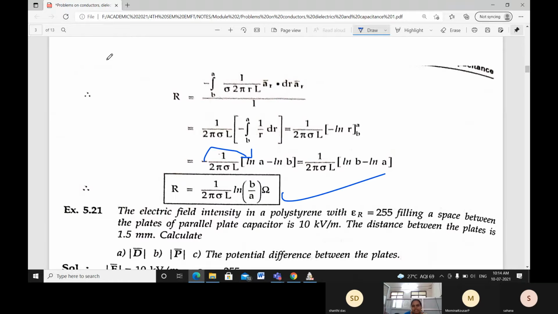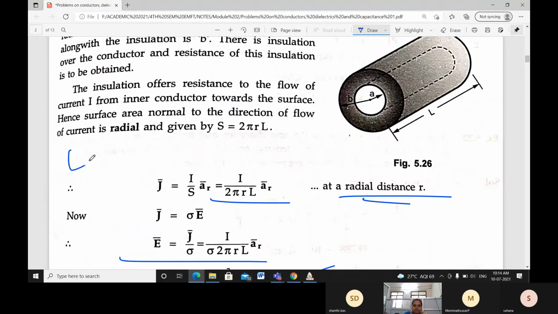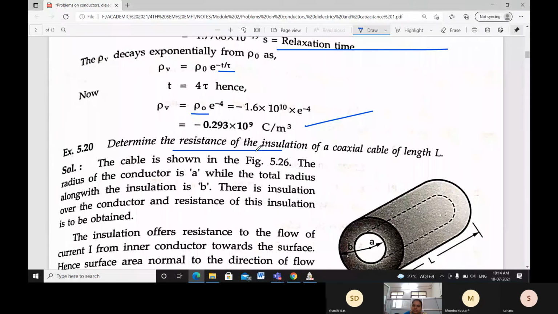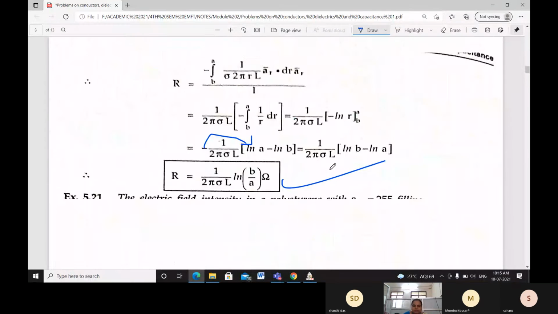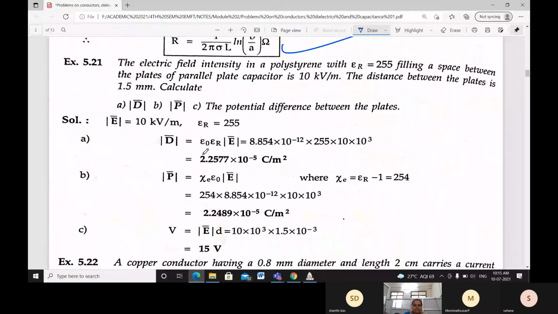This problem may be asked for 4 marks: how to calculate the resistance of an insulation coaxial cable. As a small derivation, it may ask. Okay. Next are simple problems. Every problem is simple. You should know the equations. If you know the equations, then you can substitute in an equation and you get the result.